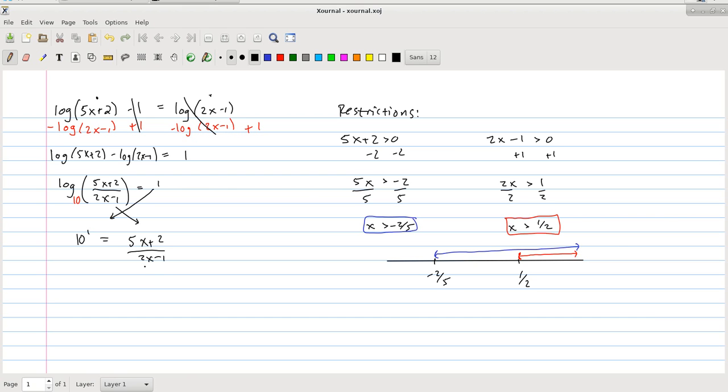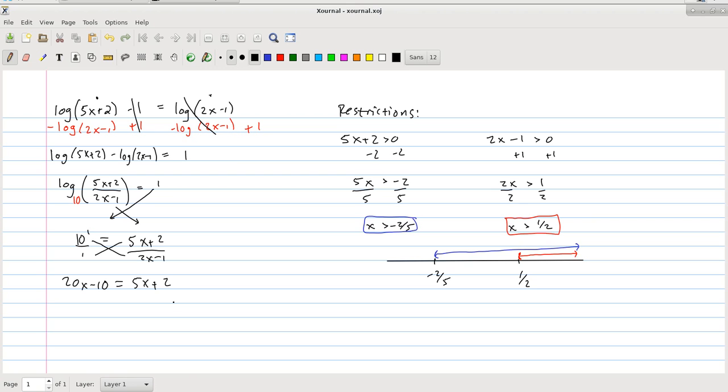Okay, so now we've got an equation with no logs. 10 to the first is just 10, or 10 over 1. We can now cross multiply to get rid of the fractions. So this gives us, multiplying these two together, 20x minus 10 equals, multiplying these two together, 5x plus 2.